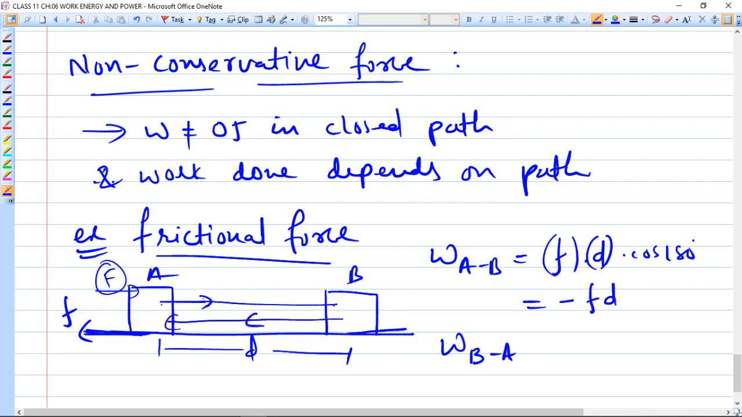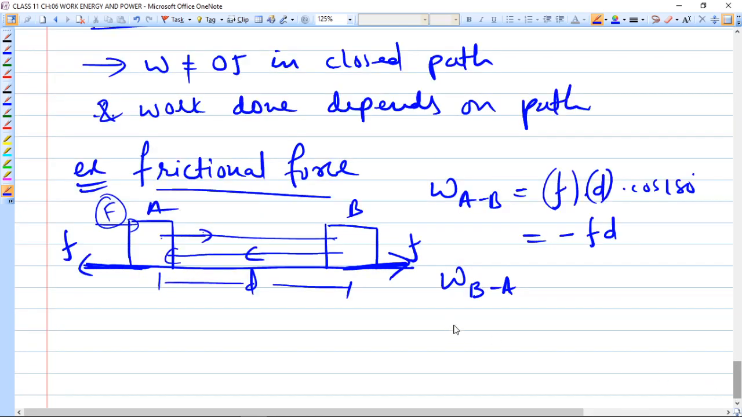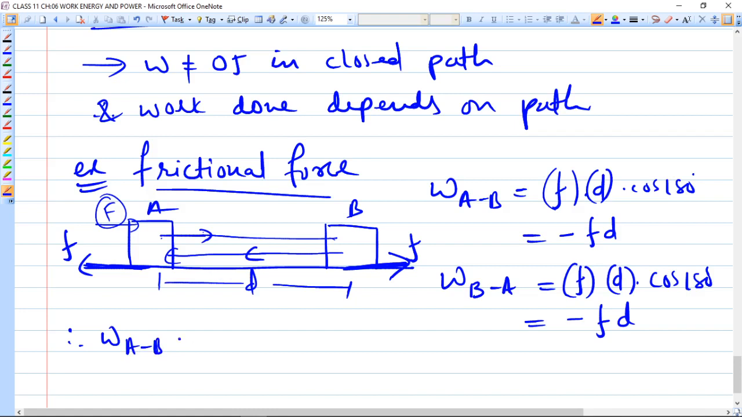Now, suppose you are moving the block from B to A. In that case, frictional force will act in the opposite direction. Guys, you know very well. So what is the answer? Frictional force into displacement into again cos 180. Why cos 180? Because friction is acting in the opposite direction. So it will be again minus FD. So if you say WAB plus WBA, then what will be your answer? It is equal to minus 2FD. You can see that it is not equal to 0 joule, and that's why it is which type of force?